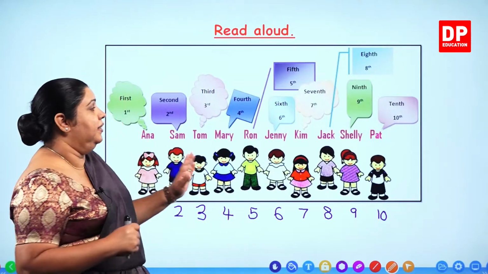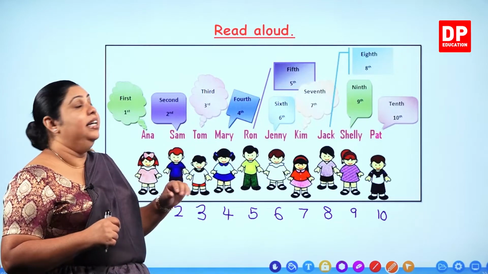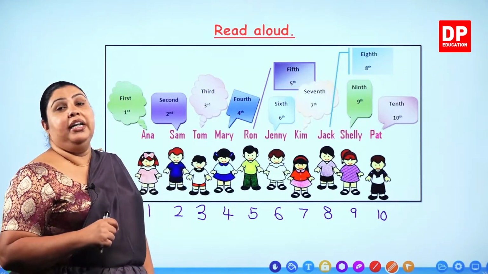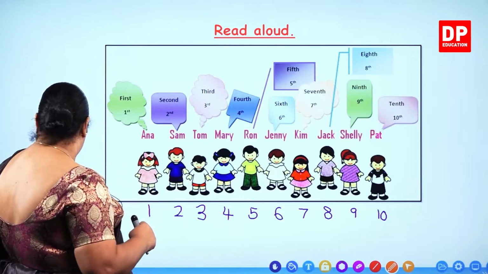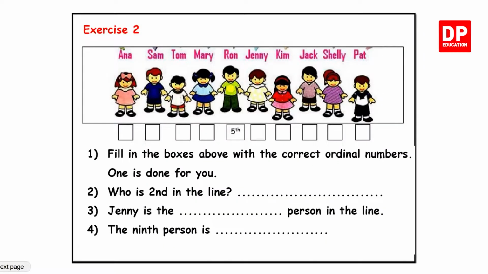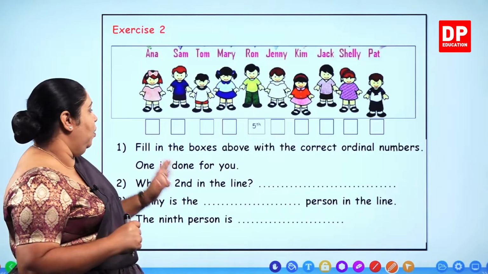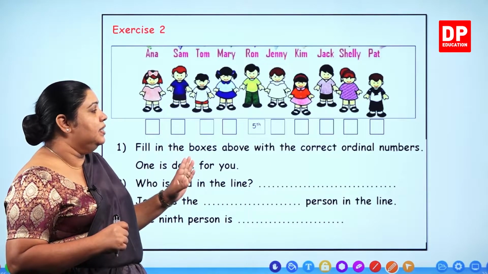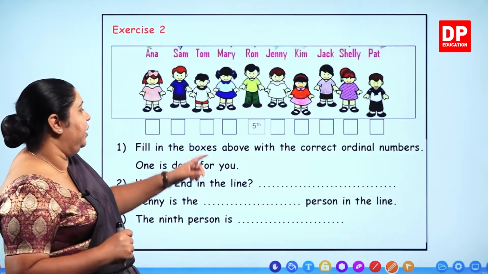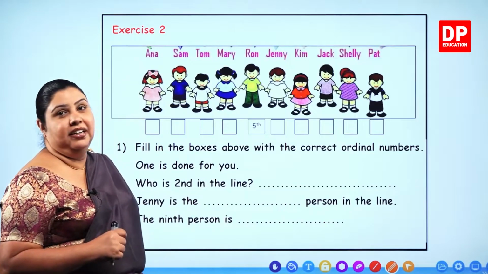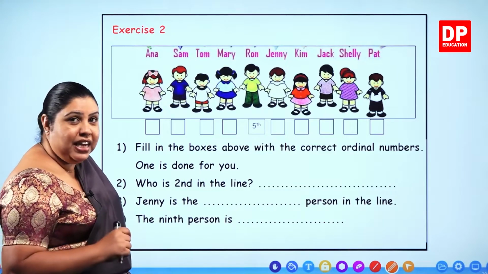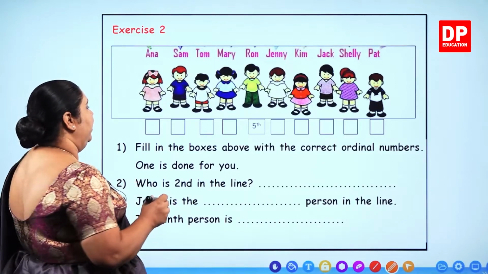So now these children, there are 10 children here, and now we know how to read their positions using ordinal numbers. Oh, right. Now we have another exercise. Fill in the boxes above with the correct ordinal numbers. One is done for you, okay? Now we have to fill the boxes with correct ordinal numbers. Now can you see the 5th place they have already written. So shall we start with the first one? Now how do we write?